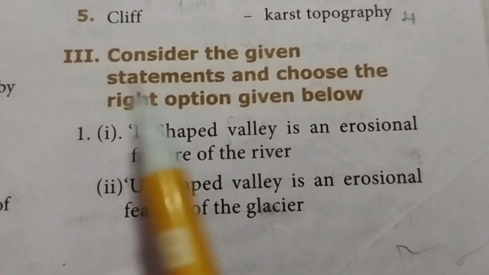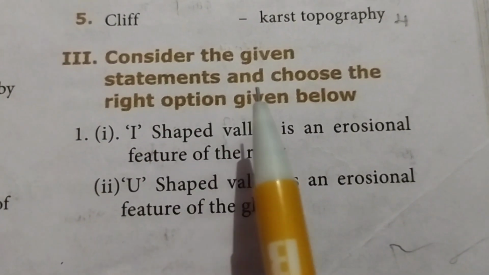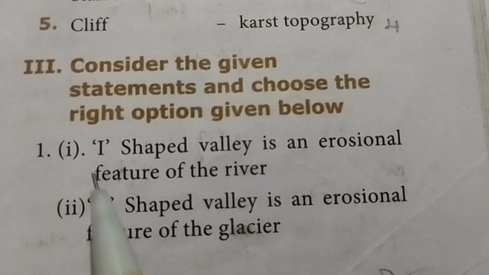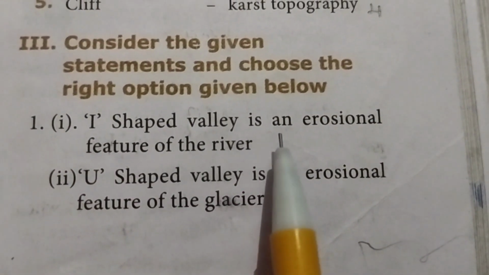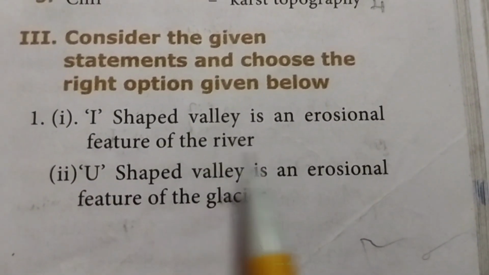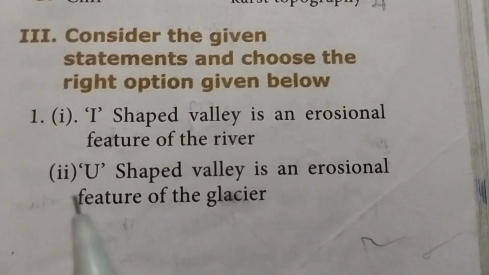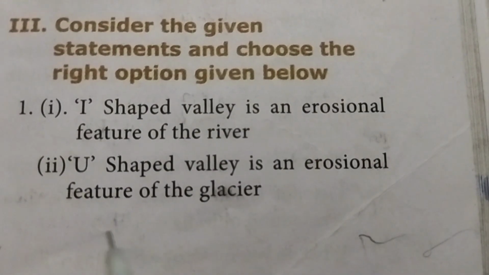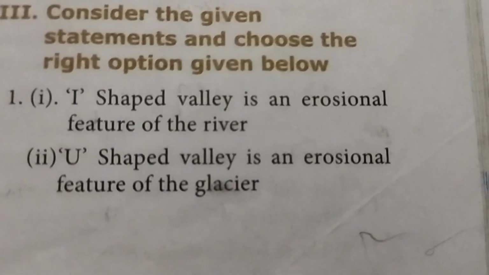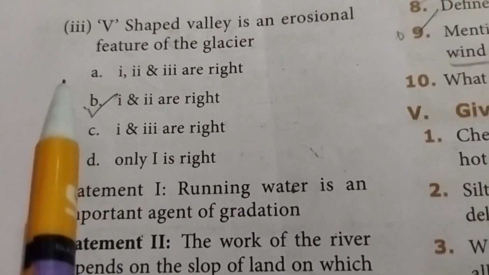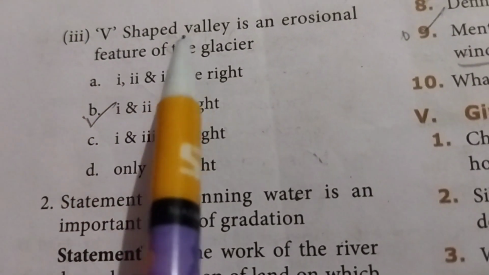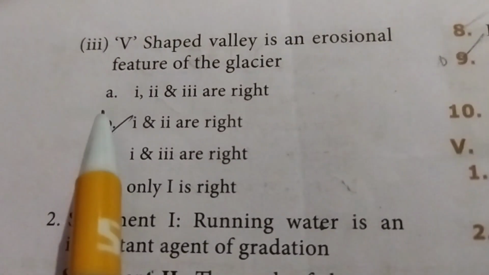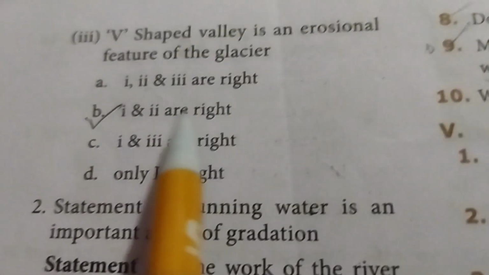Third Roman letter, consider the given statements and choose the right option given below. First one, I-shaped valley is an erosional feature of the river. Then second point, U-shaped valley is an erosional feature of the glacier. Third point, V-shaped valley is an erosional feature of the glacier. Answer option B, 1 and 2 are right.